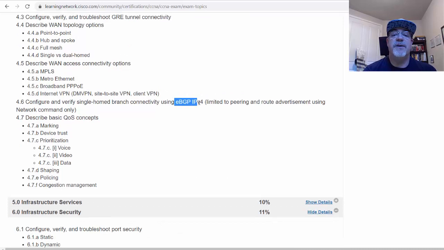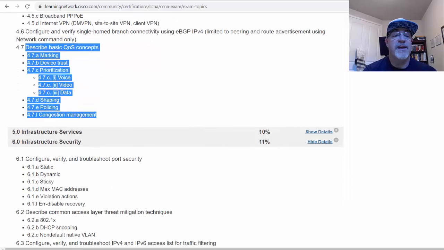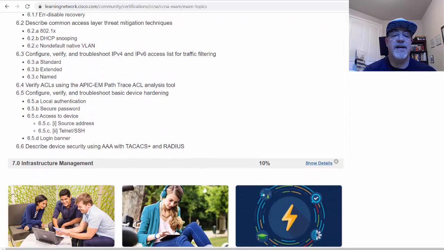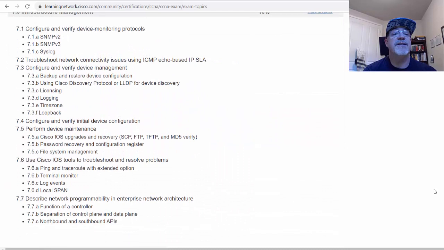And eBGP, configure and verify, that's not in there. You do need to still know basic QoS concepts. That is still in the new CCNA, but all these other sections are no longer there. So that's pretty interesting. And then we looked at these. How about infrastructure management? We didn't see what's here. SNMP, you needed to know how to configure and verify SNMP version 2 and version 3. It doesn't seem like you do on the new CCNA. ICMP echo-based IP SLA is not listed in the new CCNA.